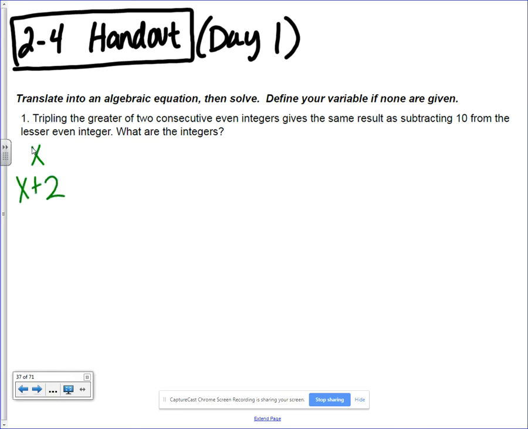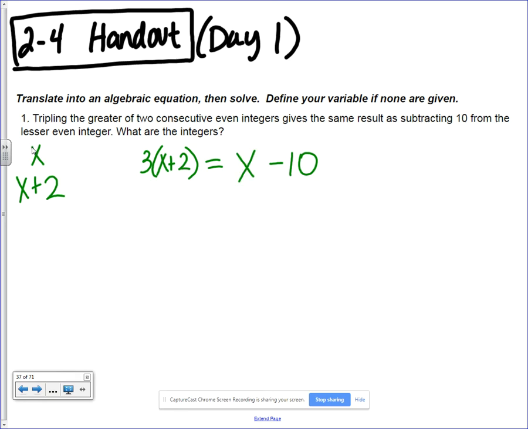So those are my 2 integers. It says tripling the greater. So if I want to triple it, that means multiplying by 3. Tripling the greater of 2 consecutive even integers gives the same result as, so that's equals, subtracting 10 from the lesser even integer.